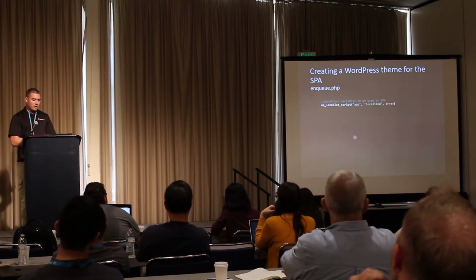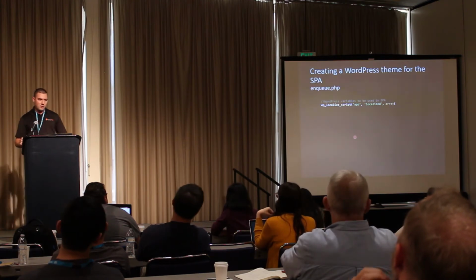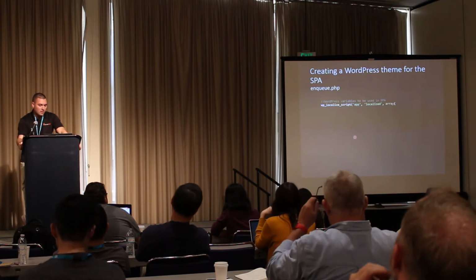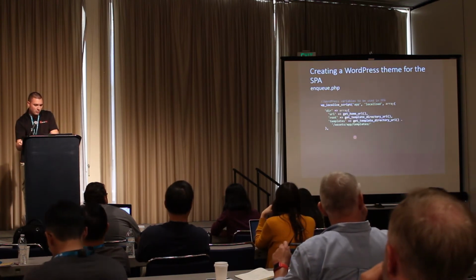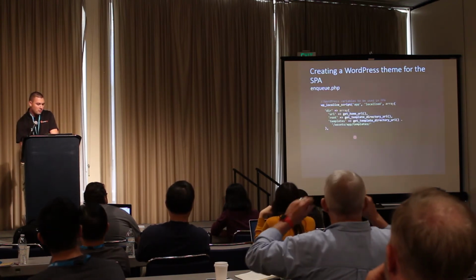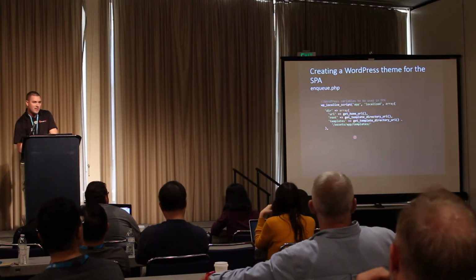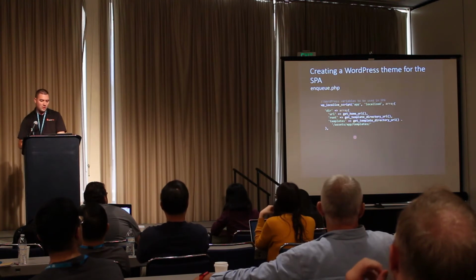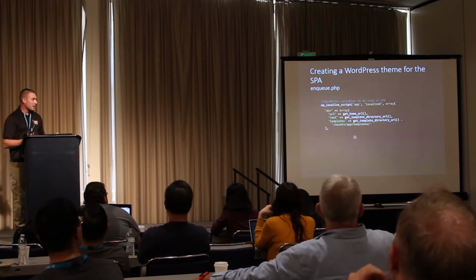One other thing we're going to add in our enq.php is some localized variables. These are variables that we're going to expose to our single page application. Basically, they're WordPress variables. So for example, get_home_url is a WordPress function you can use to get the base URL of your site. This is so that you can install this theme on any site. You don't have any static URLs.